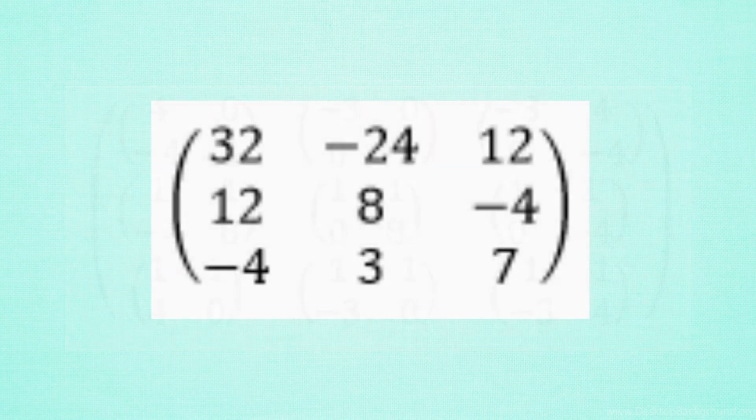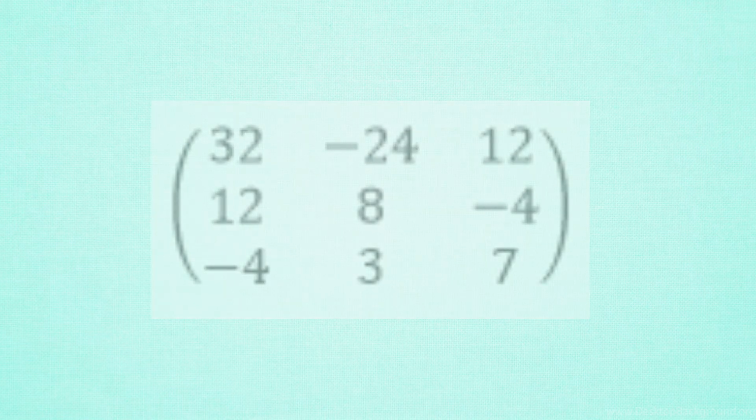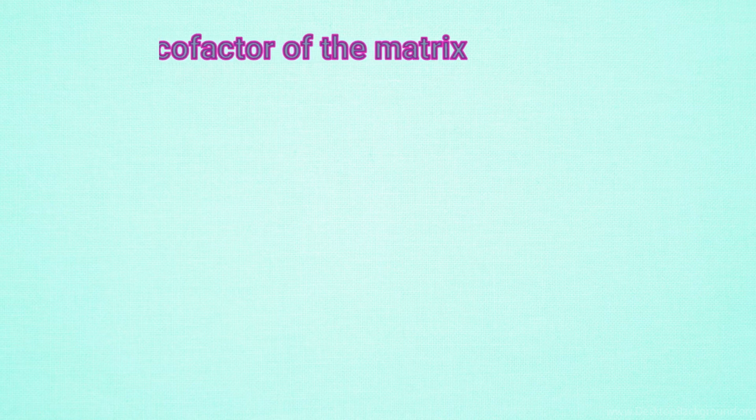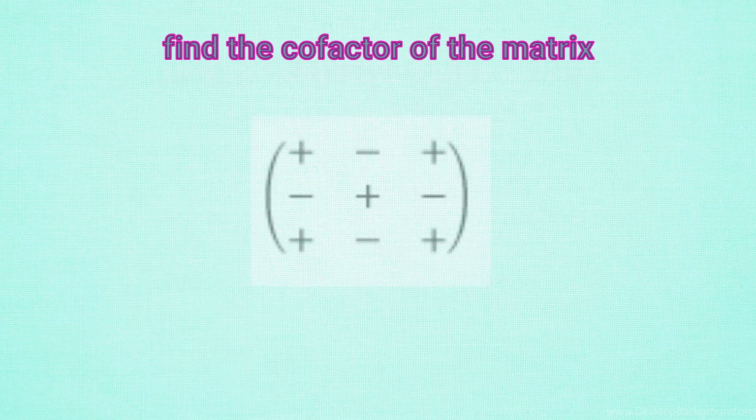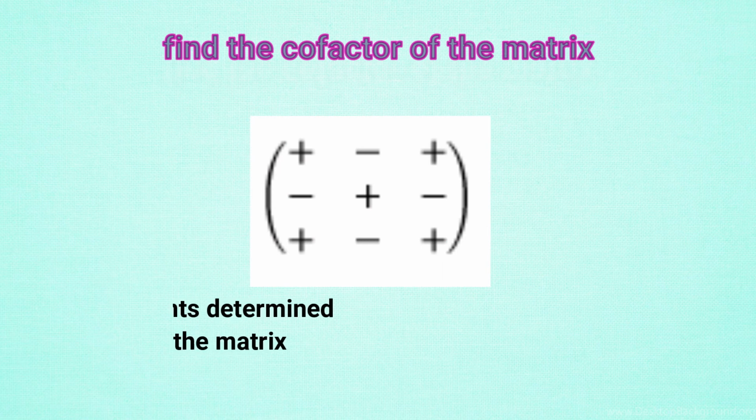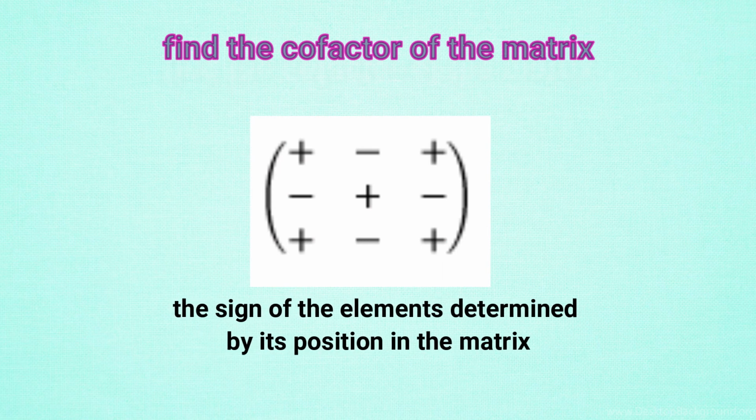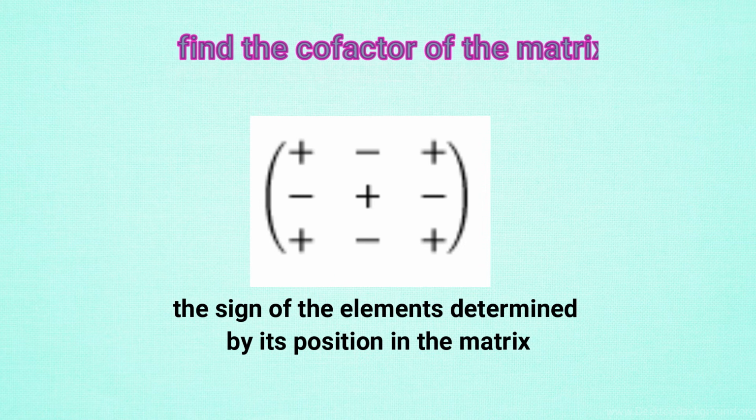Then you should get 32, 34, 12 in the first row, second row 12 and negative 4, and lastly you get negative 4, 3 and 7. Then you can check it by using the cofactor matrix, where the first row should be positive, negative, positive, the second row should be negative, positive, negative, and the third row should be positive, negative, and positive.